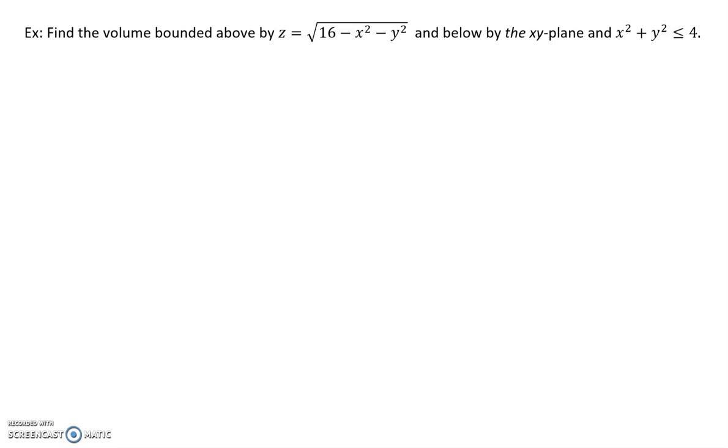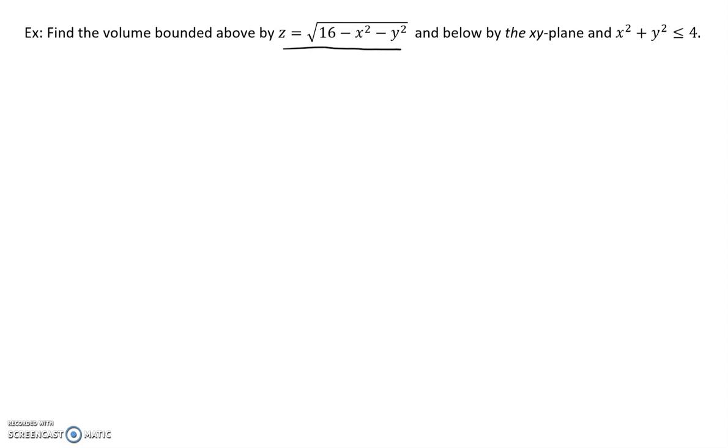All right, in this example, we're looking for the volume bounded above by z equals the square root of 16 minus x squared minus y squared, and below by the xy plane and x squared plus y squared less than or equal to 4. So we're looking at essentially underneath this surface here, which if we look at the formula, we can recognize, well, if I did square it, I would get z squared, and I could put all those squares on one side. This is really an upper half sphere.